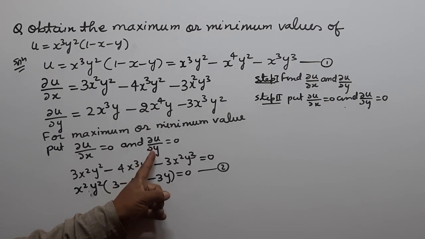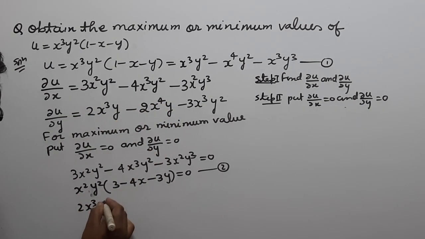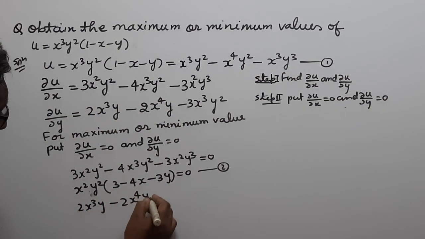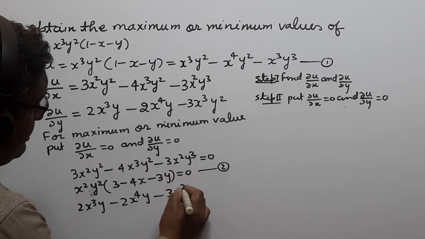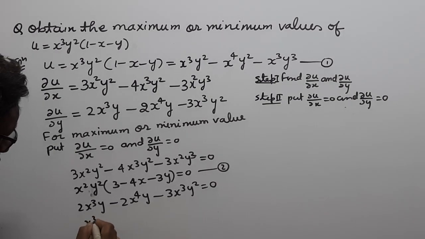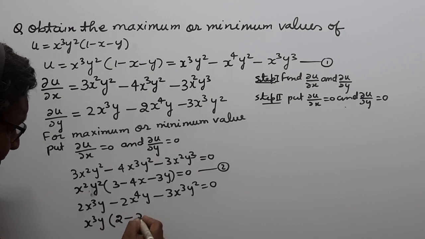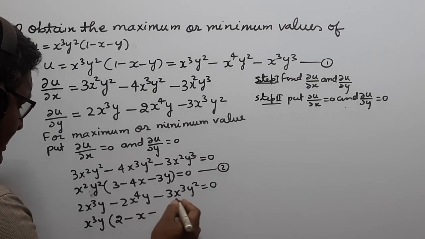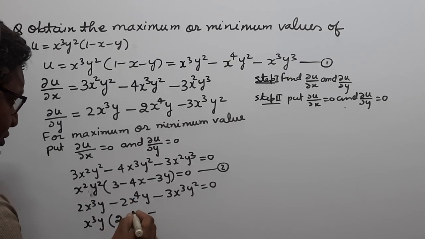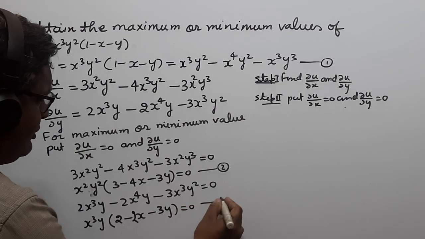Now we put del u upon del y equal to 0. So we get 2x cube y minus 2x to the power 4 y minus 3x cube y square equal to 0. Here we can see that x cube is common and y is also common. So taking x cube and y common, we get 2 minus 2x minus 3y equal to 0. Suppose that this is the third equation.